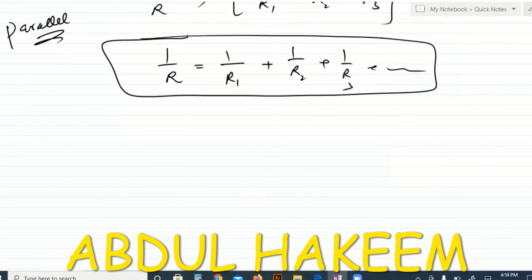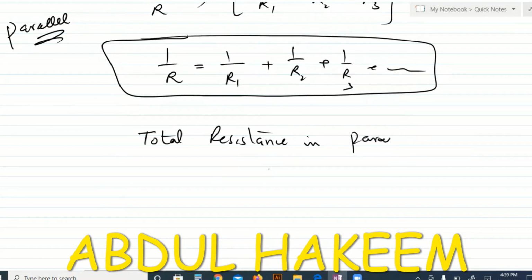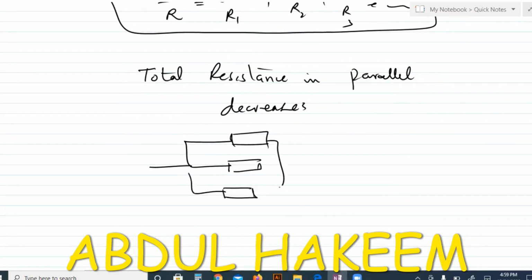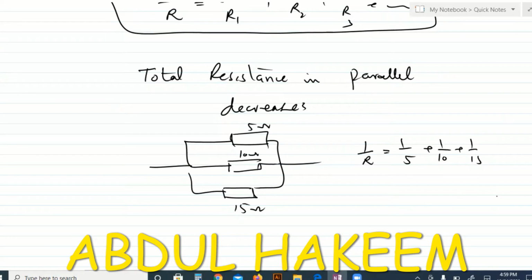Thus, this formula shows that total resistance in parallel decreases. For example, 3 resistors are connected in parallel. One is 5 ohm, second suppose 10 ohm, third 15 ohm. So 1 over R, 1 over 5, 1 over 10, 1 over 15.